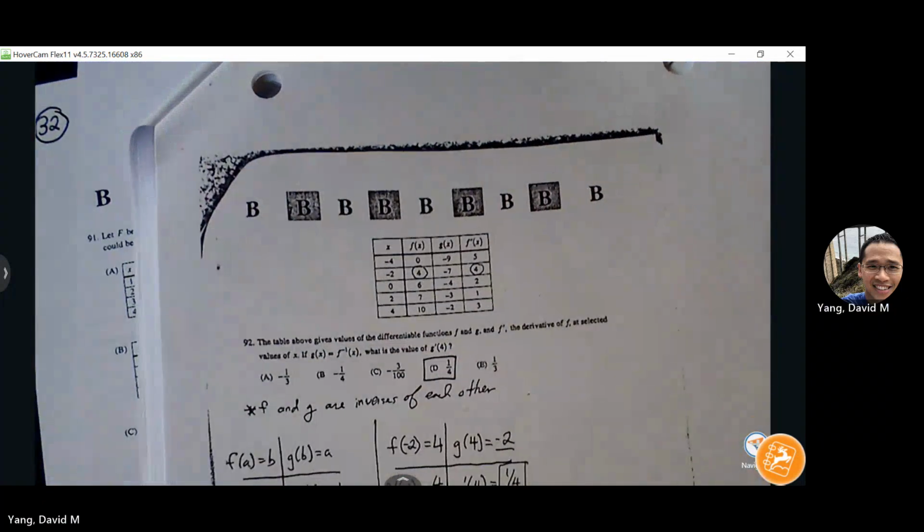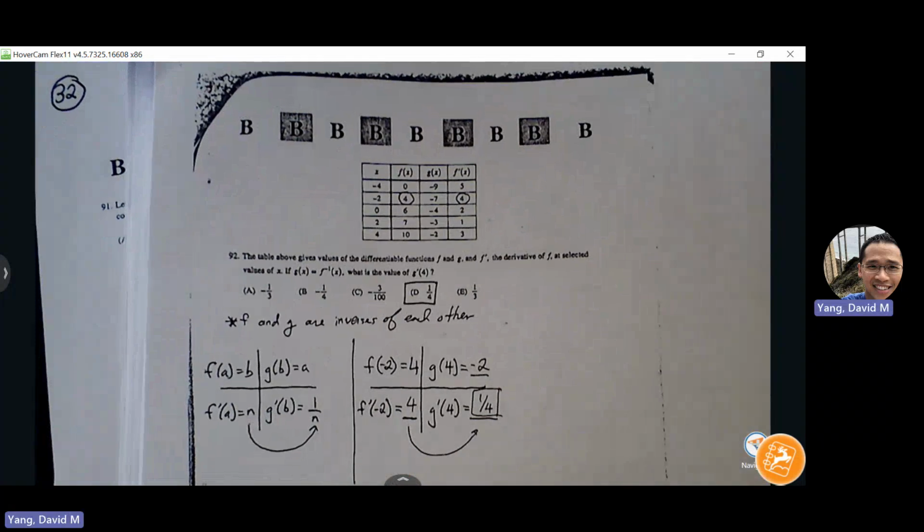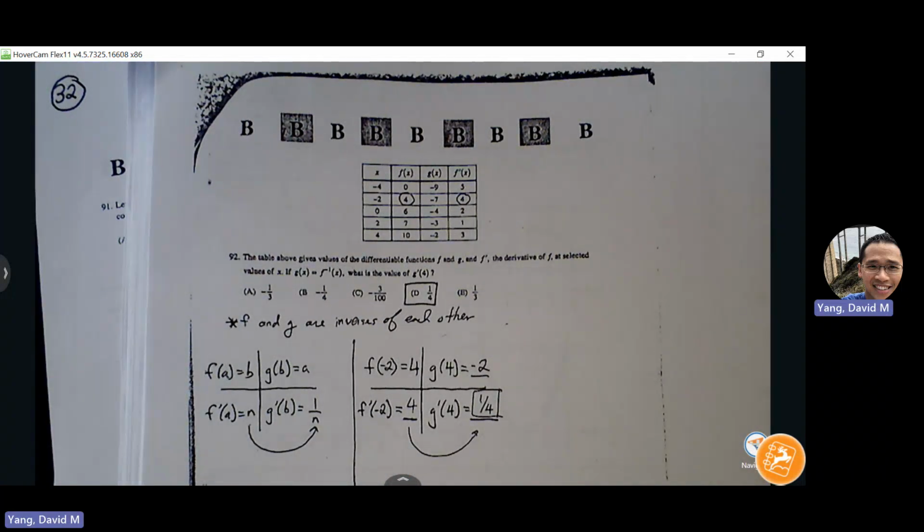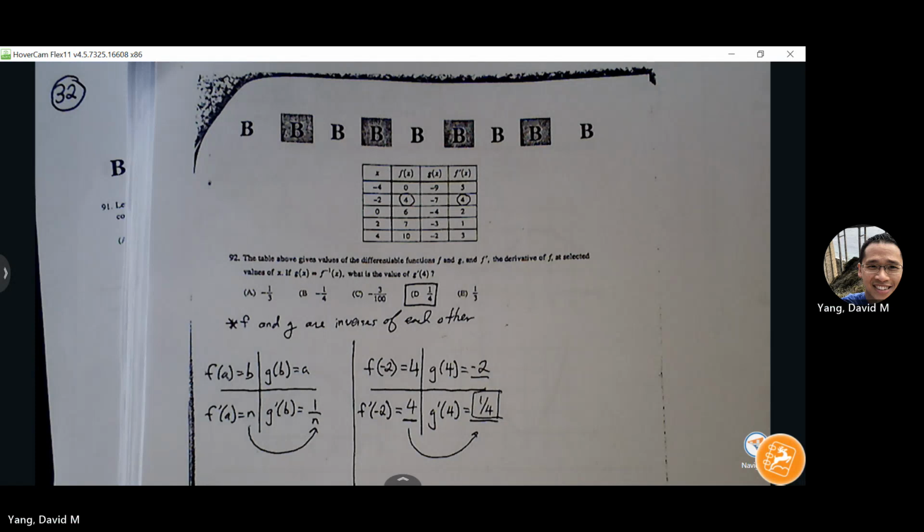Okay, 92. This is one of those derivative of inverse at a point. Go through your chart. Try to find g prime of 4. I know my ordered pair. The 4 must be the y value of my f graph. So my ordered pair must be f of -2 equals 4. If I can find f prime of -2, then that slope will lead me to the slope of g prime of 4.